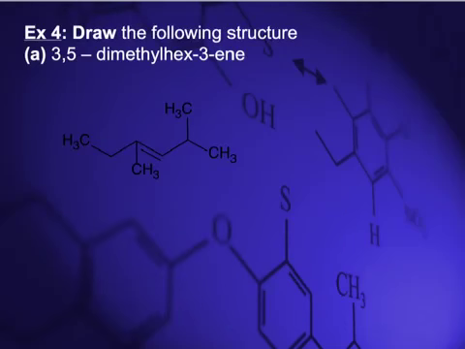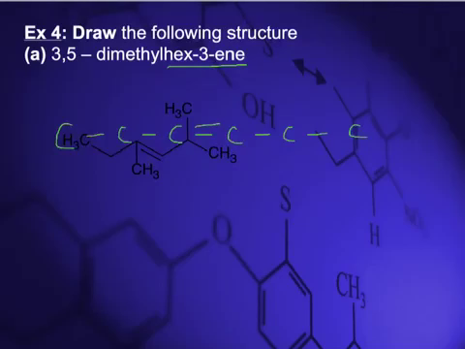Okay, let's now do the opposite. Let's draw a structural diagram given its name. Looking at the longest chain, we know that it's going to be a 6-carbon compound with a double bond at position 3. So 6 carbons, 1, 2, 3, 4, 5, 6, and a double bond between carbon 3 and 4.